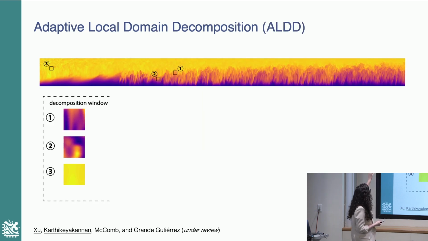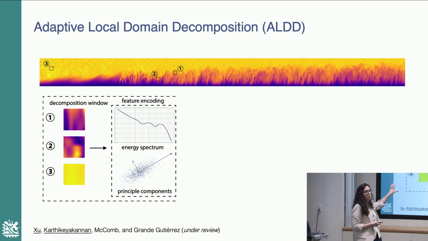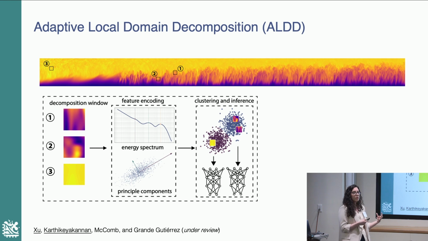So now let's say we pick a few samples. I put 3 examples from these different regions. And then what we're going to do first is some feature encoding. We can either look at principal component analysis, or we can look at their energy spectrum and look at the frequency content of each of those small domains. Now, once we do that classification, we can cluster these different domains in groups by using either k-means or Wasserstein distance.